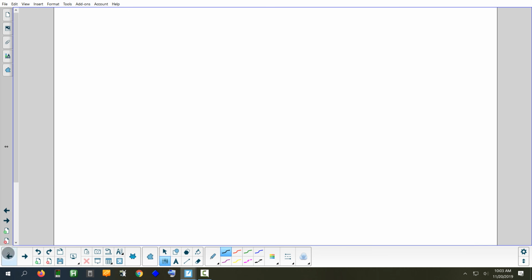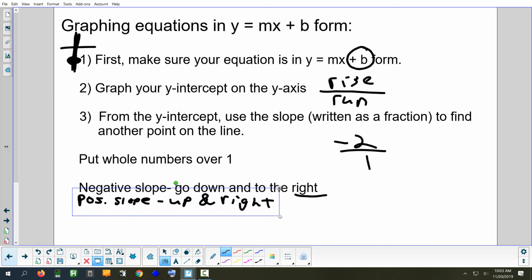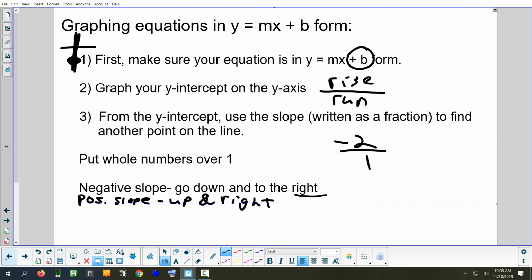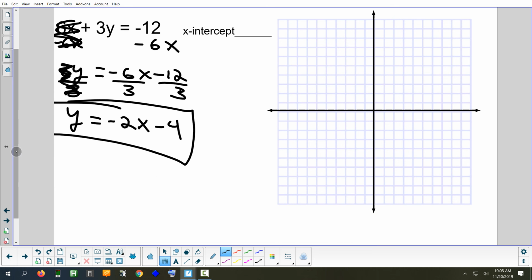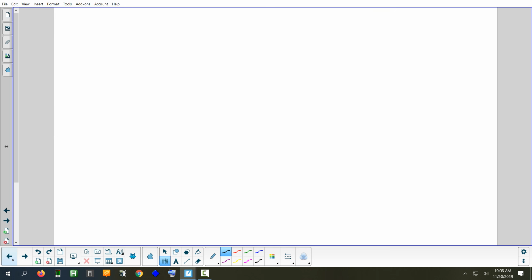So, graphing, first step. Make sure your equation is y equals mx plus b. Check. Graph the y-intercept. What's the y-intercept in this problem? -4. So how do I get to -4 on the y-axis? Up 4, down 4? Down 4. Down 4. 1, 2, 3, 4. Is that enough information to draw the line?